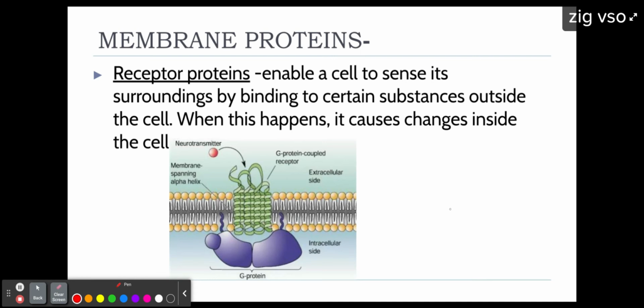You can also have receptor proteins, which allow materials on the outside to change things on the inside. So you can see this is an example of a neuron, where you have a neurotransmitter in the synapse, and you have your receptor protein. When that neurotransmitter lands on that protein, it changes the configuration on the inside without that neurotransmitter actually ever entering into the cell.